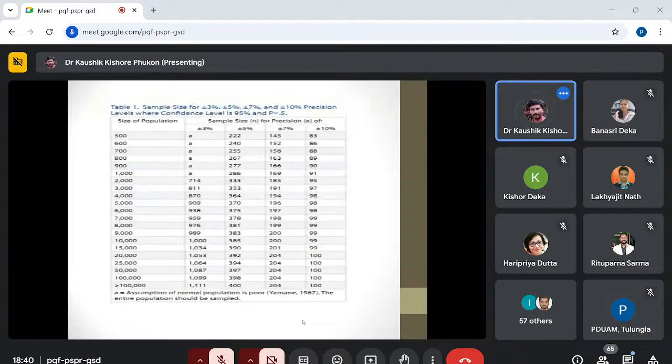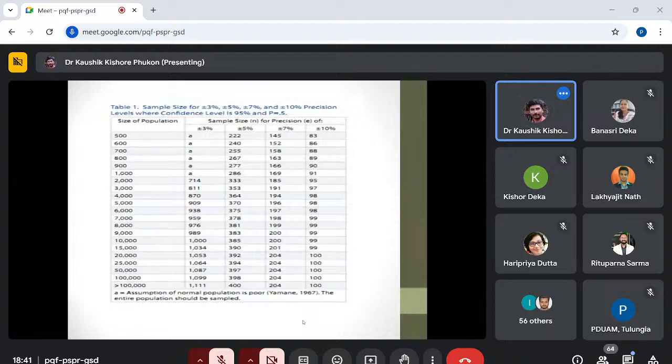Okay. So this is a table. You can see sample size of the population 500 and precision level 3%. What is it suggesting? It is suggesting complete enumeration, up to 900, up to 1000, at the 3% precision level. At 5% precision level, you can take 222.